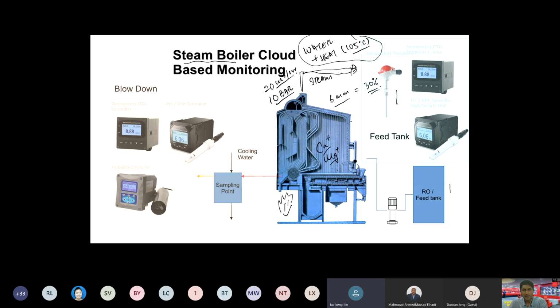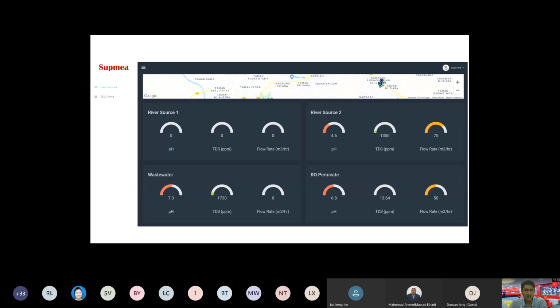Yeah, I would love to have another detailed sharing session on boiler. I think everyone would love to learn more about it later on. We can have another. Thank you for this offer.